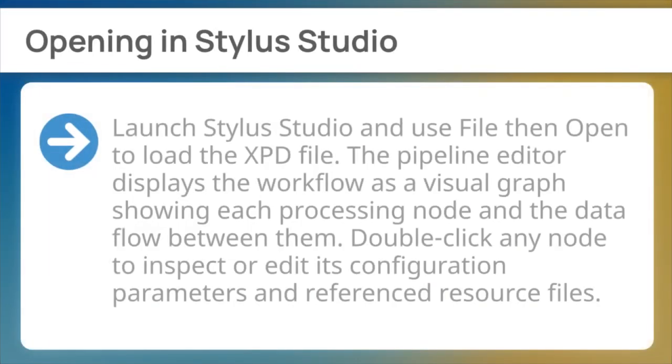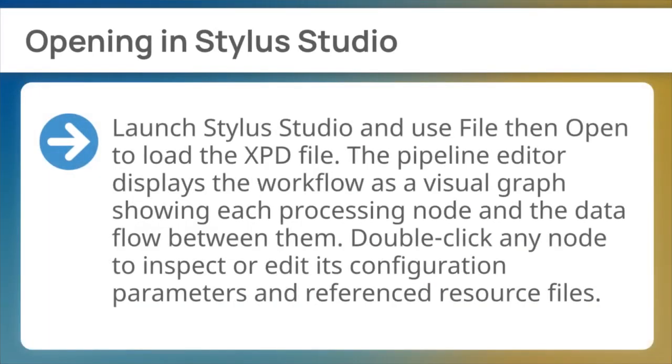First, opening in Stylus Studio. Launch Stylus Studio and use File then Open to load the XPD file. The pipeline editor displays the workflow as a visual graph showing each processing node and the data flow between them. Double-click any node to inspect or edit its configuration parameters and referenced resource files.